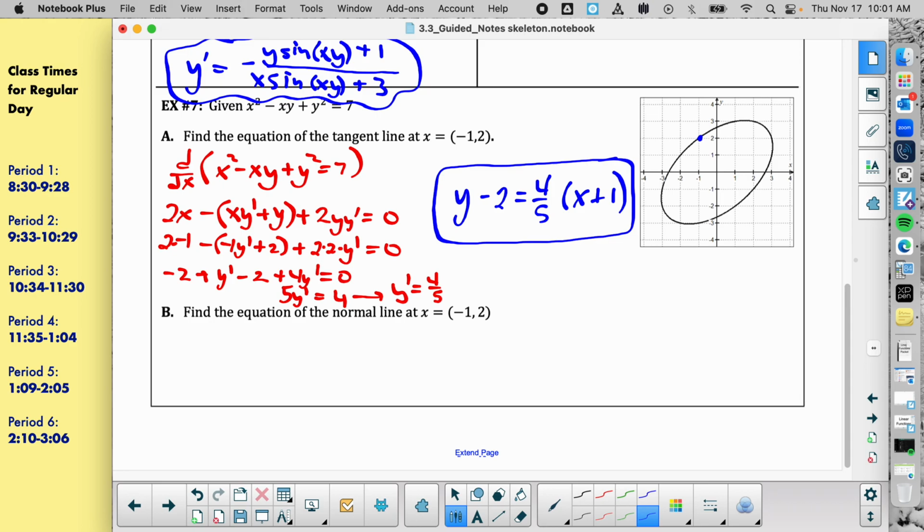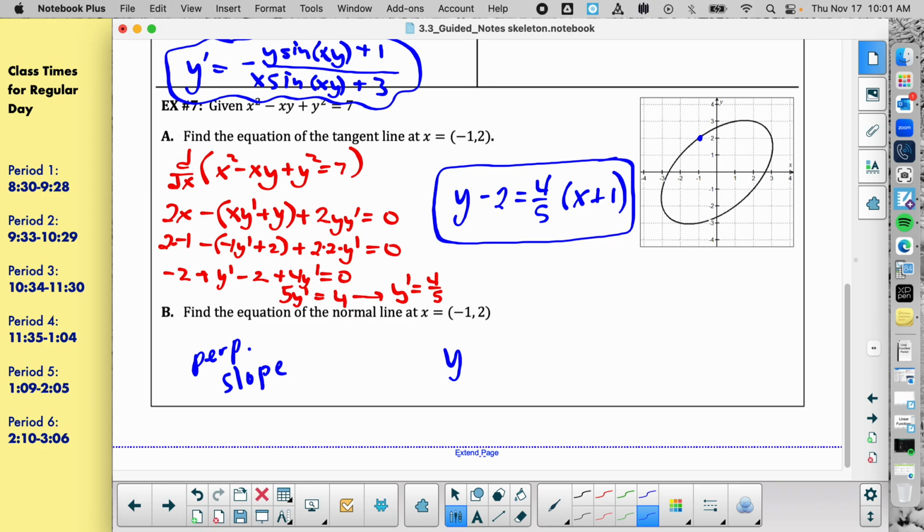Normal line. Cody? Do you remember what a normal line is? So that would be, my mind's moving, sorry. Perpendicular slope. Okay, so it'd be negative 5/4, and then it's times x plus 1, everything else is the same. Yep, same point. The only thing that's going to be different is the slope is -5/4.